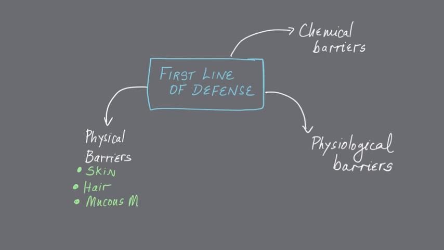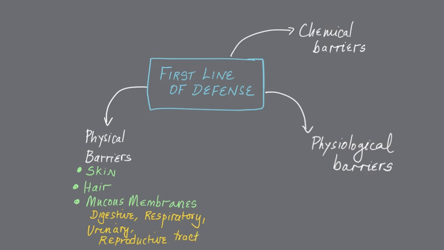We have 4 tracts in the body that are open to the outside world. Those are the digestive tract, the respiratory tract, the urinary tract, and the reproductive tract. All these tracts open to the outside world, which means we are more susceptible to pathogens entering. So the mucous membranes release mucus and keep these tracts very slippery, not allowing the pathogen to penetrate the deeper tissues.